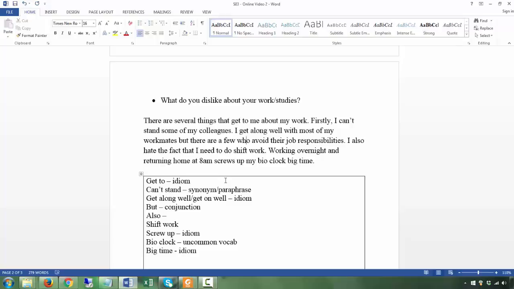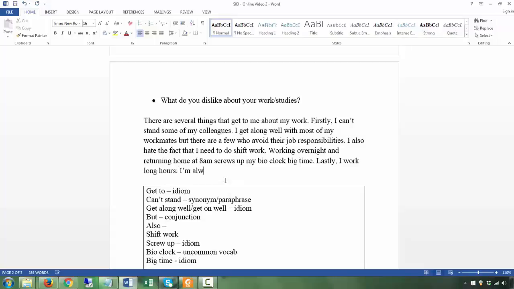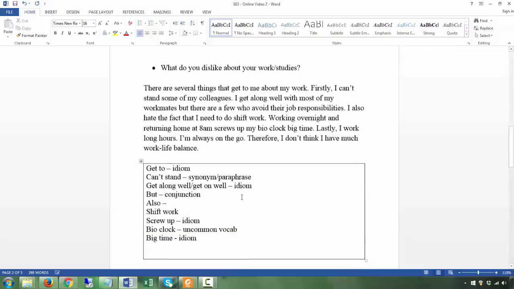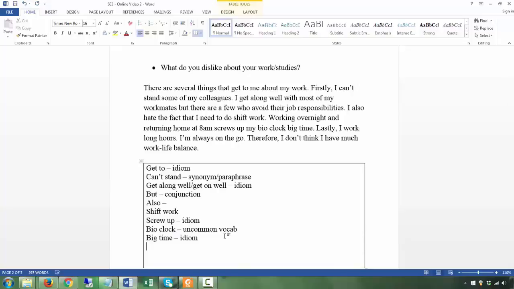I also, which is also signifying an additional point. You want to say secondly, I hate the fact, that's also fine. I need to do shift work. Then maybe you can say lastly, I work long hours. I'm always on the go. On the go means busy. Therefore, I don't think I have much work-life balance. Okay, so you have 3 points. And lastly, I work long hours. I'm always on the go. It's idiomatic, meaning busy. Therefore, I don't have much work-life balance.